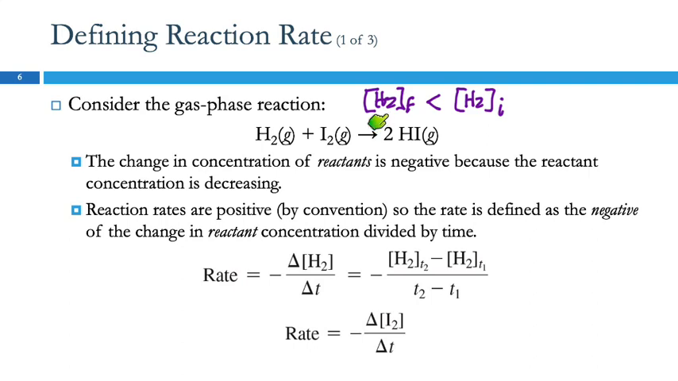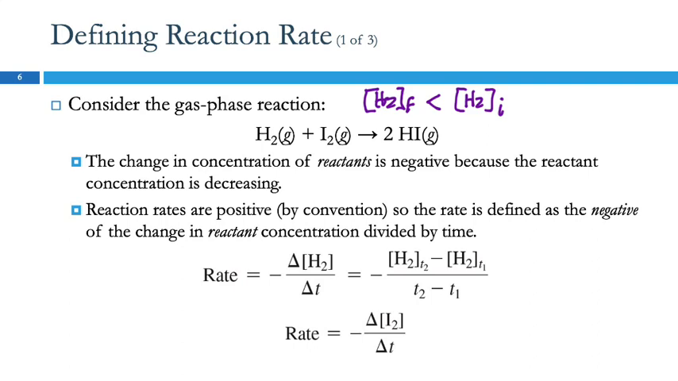So we take a small number and we subtract a big number and we get a negative number. It's going away. So change in concentration of reactants is negative because the concentration is going down. Going down, change is negative. But when we talk about a rate, by convention it is always expressed as a positive number.